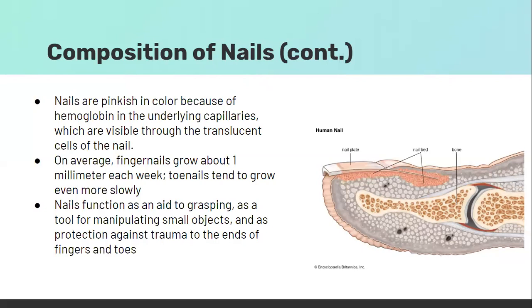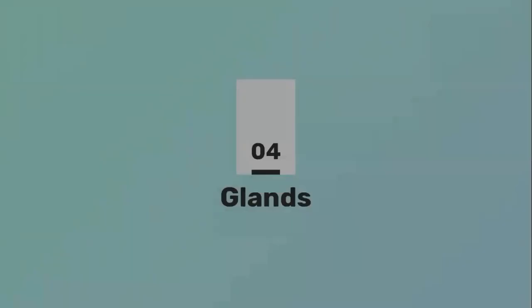They also act as protection. It's part of the integumentary system, which basically means protection against trauma to the ends of the fingers and toes. So nails are mostly protection. You might not think they're very useful, but they do act as a big part in protecting your body.